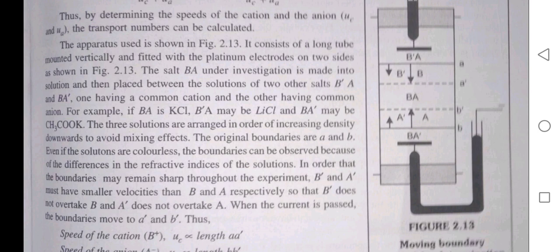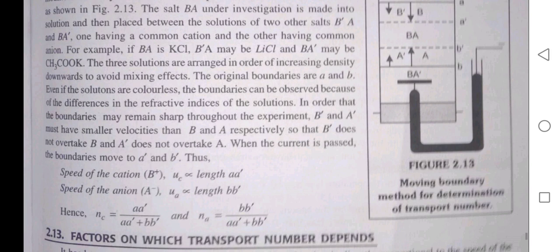For example, if BA is KCl, B'A may be LiCl and BA' may be CH3COOK. The three solutions are arranged in order of increasing density downward to avoid mixing effect. The original boundaries are A and B. Even if the solutions are colorless, the boundaries can be observed because of the difference in the refractive index of the solutions.